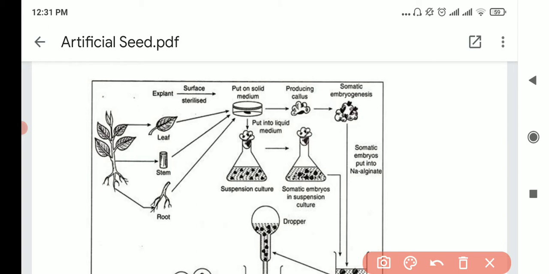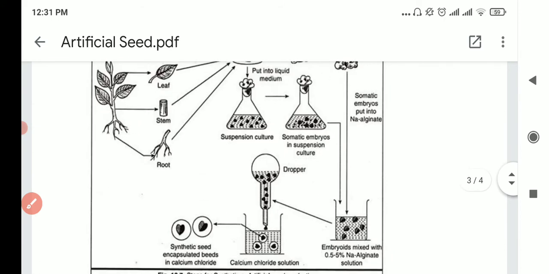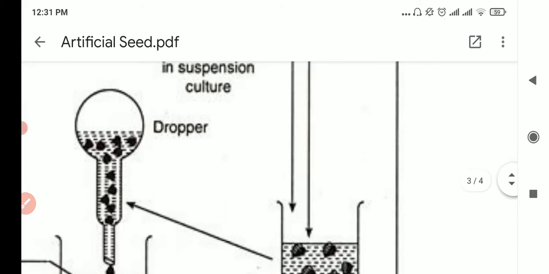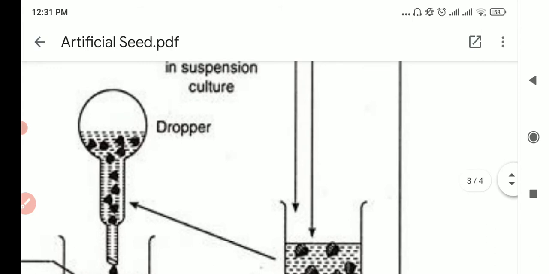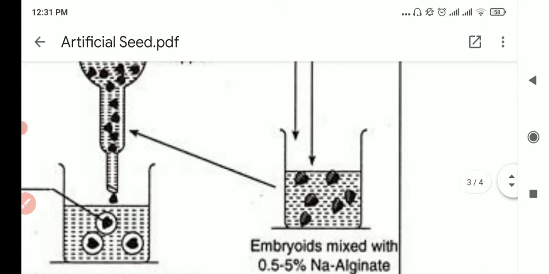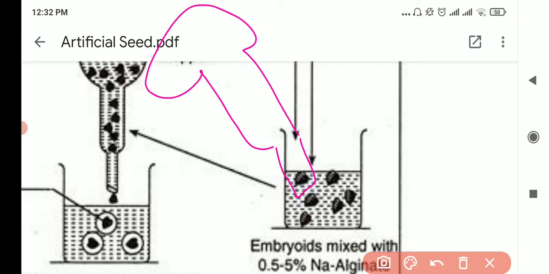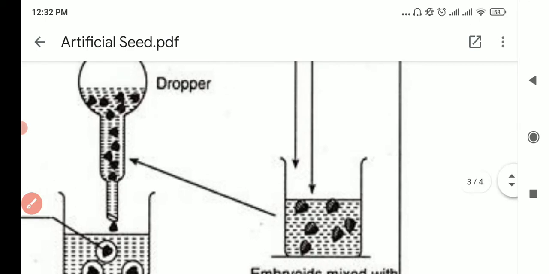So this somatic embryo is ready, and then we have to put it in a solution of, can you see there, girls? Sodium alginate solution. This beaker has a solution of sodium alginate, so they just drop all the callus in there. Then you take a dropper and you squeeze and let go, so the embryo and a little bit of sodium alginate comes up. It's just basic physics.